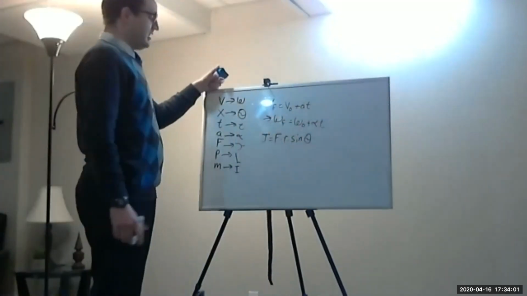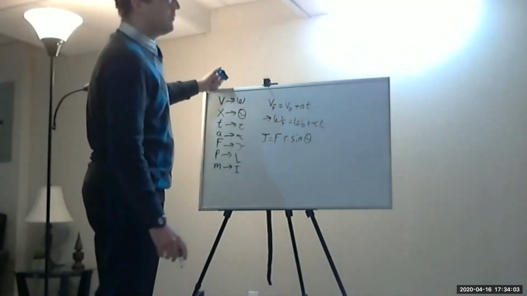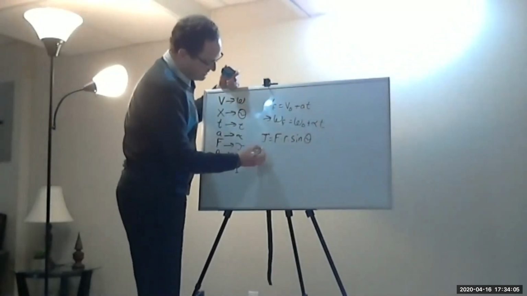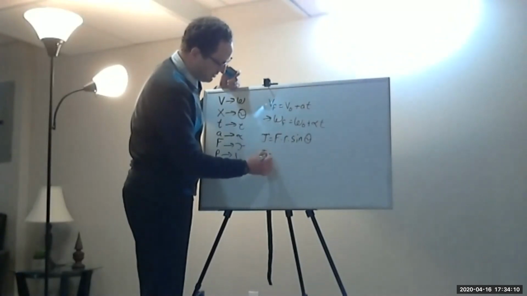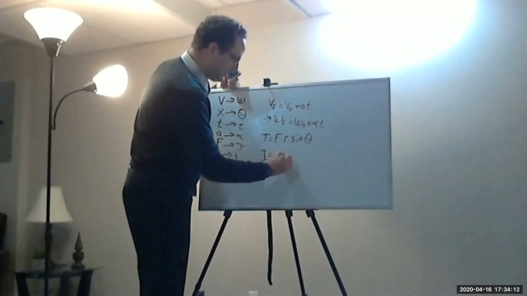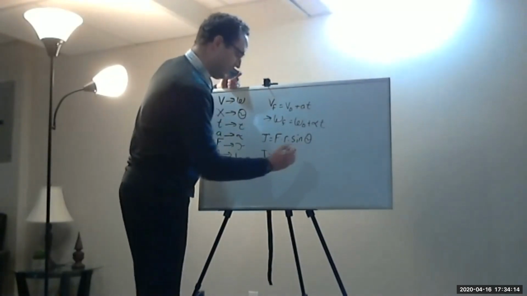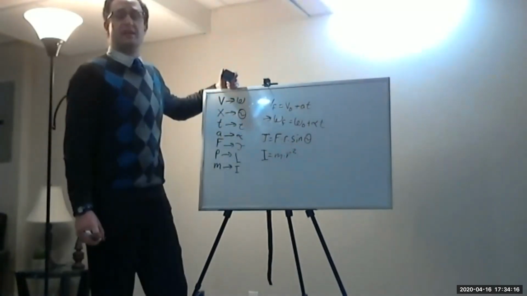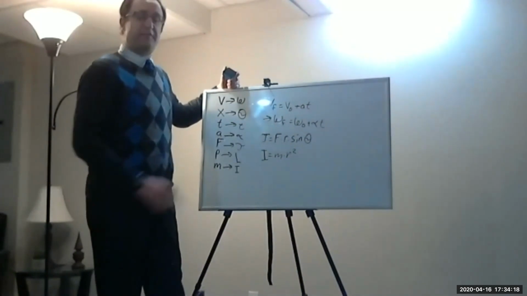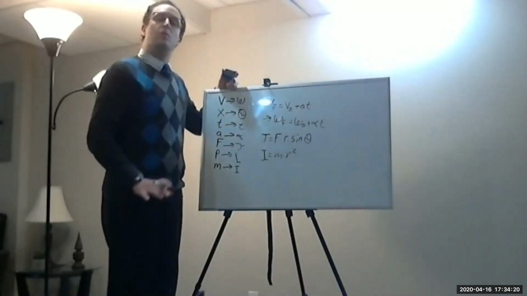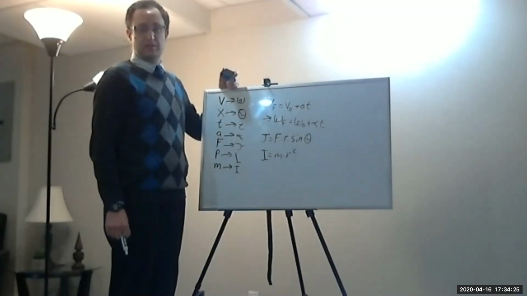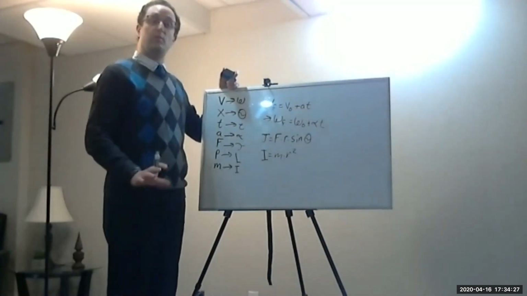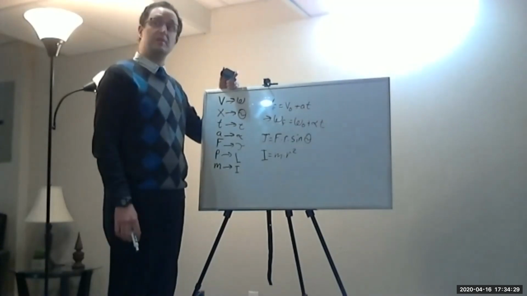Okay. Another one, and it's new, is that I, for the most part, is going to be equal to M times r squared. That is to say that an object's effective mass depends on the distribution of the matter, where the material is, what the shape of the object is.